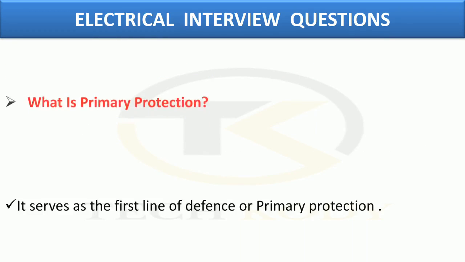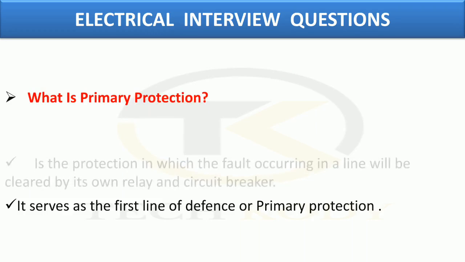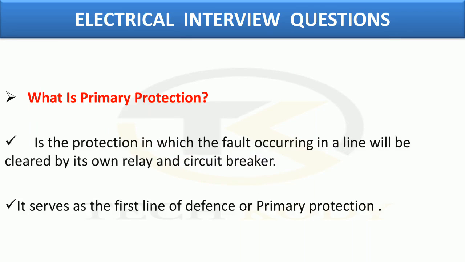The next question is, what is primary protection? It is the protection in which a fault occurring in a line is cleared by its own relay and circuit breaker. It serves as the first line of defense, or primary protection.